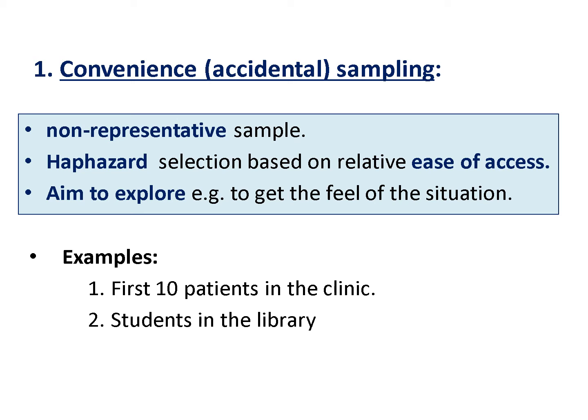An example of it is when we take the first 10 patients in the clinic and do our research on these 10 patients, or 100 patients. We take the patients who are easily accessible to us, or we take the students who are in the library, or we go to a certain restaurant and take the whole attendance of this restaurant and do our research on them. So in this case, it is a non-representative sample.